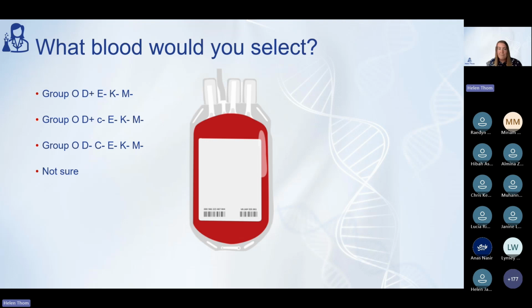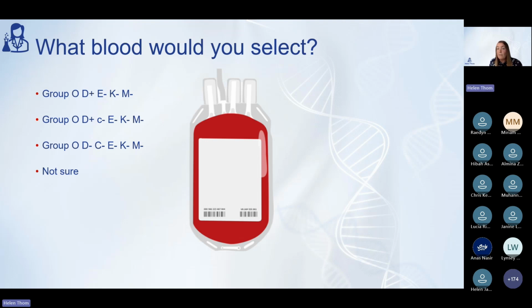How we're looking there, Anas? So about half the people have said option 2, so that's group O, D pos, little c neg, big E neg, K neg and M neg. About 30% of people have said group O, D neg, big C neg, big E neg, K neg and M neg. And a few people are not sure, and a few people have said the first option.